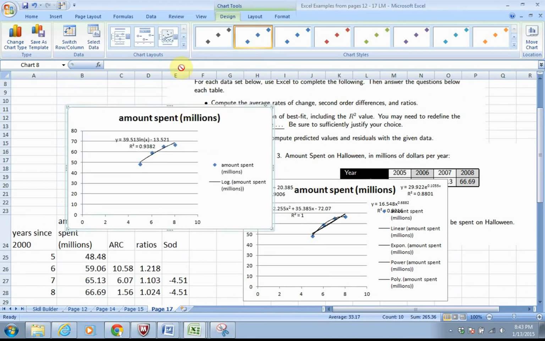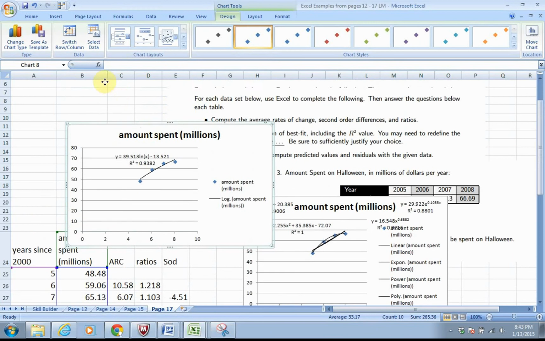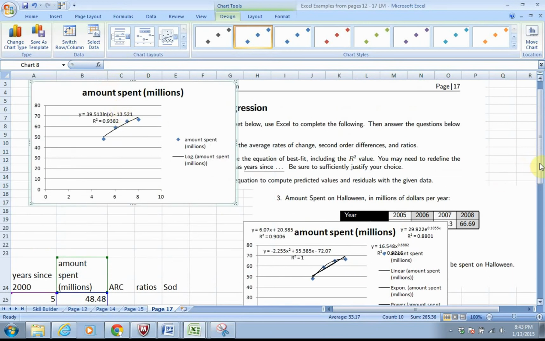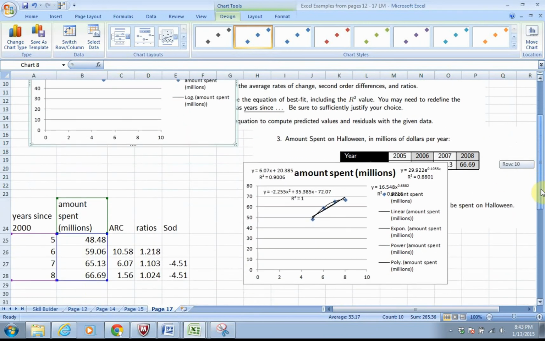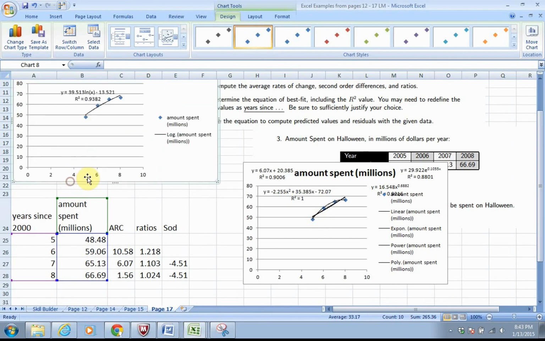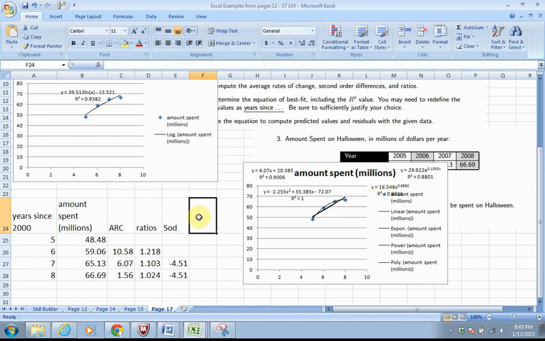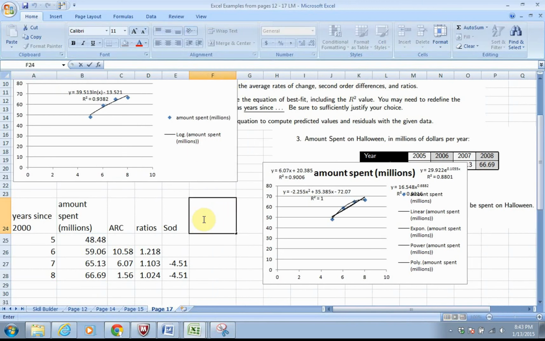Okay, so that's not a bad model either. Not great. Obviously, the quadratic model mathematically is the best model. But for the circumstance of what we're thinking about, this money spent at Halloween, we have some other possibilities. For the sake of making a prediction, let's go ahead and use the logarithmic model. So what I'm going to do in my column here, F, is type in the logarithmic prediction.